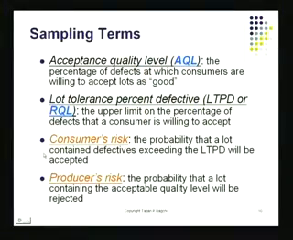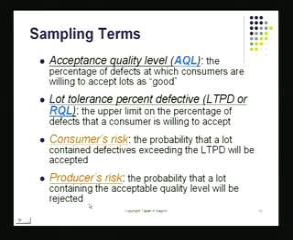So there are two types of risks involved. As I show on the slide here, there is the consumer's risk, which is the probability that the lot containing defectives exceeds the rejection quality level, and still it turns out that I end up accepting this lot. It's very possible. On the other hand, there is the other type of risk called the producer's risk. This is the probability that a lot containing an acceptable quality level will be rejected.